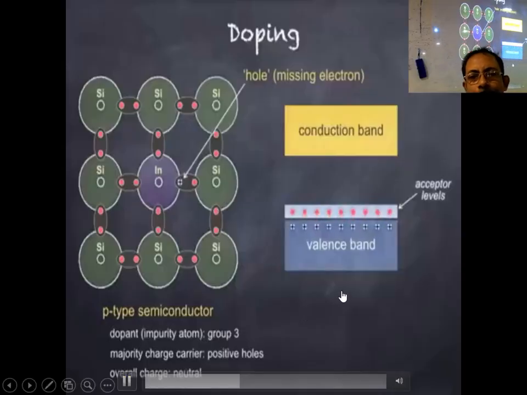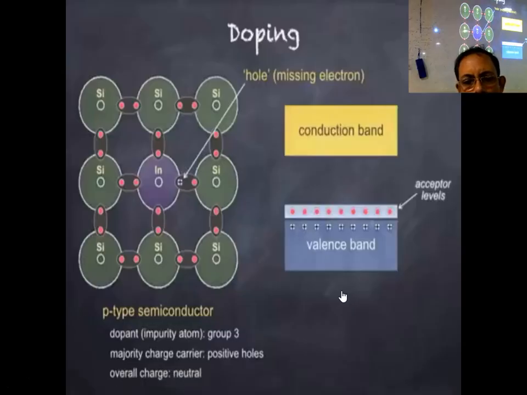...behind holes in the valence band. This is where P-type semiconductors get their name, because the majority charge carriers are positive holes. Conduction in a P-type semiconductor is due to the motion of these positive holes within the valence band. Again, P-type semiconductors are electrically neutral, since the impurity atoms have an equal number of electrons and protons.